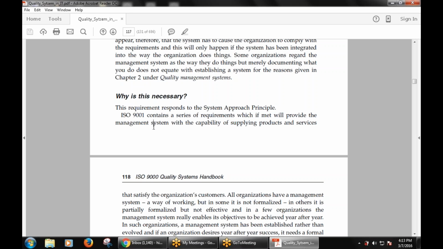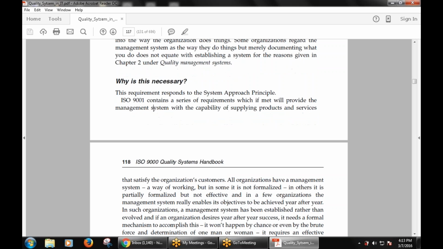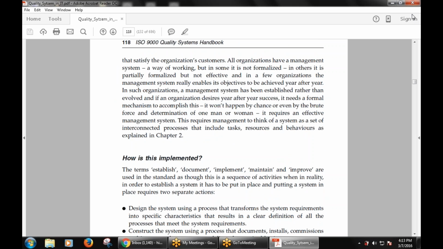And all organizations have a management system, which is a way of working that is not formalized, or only partially formalized. So whatever the requirement, it is implemented using the ISO 9001 standard. Now, how is this implemented? That is, how can we implement the ISO 9001 standard?